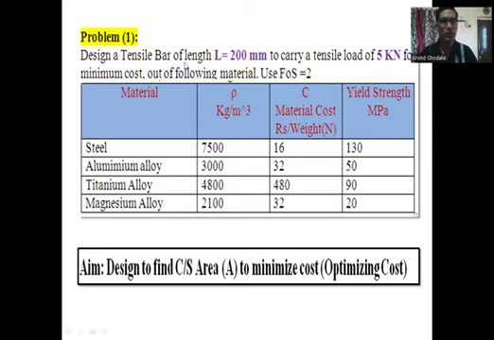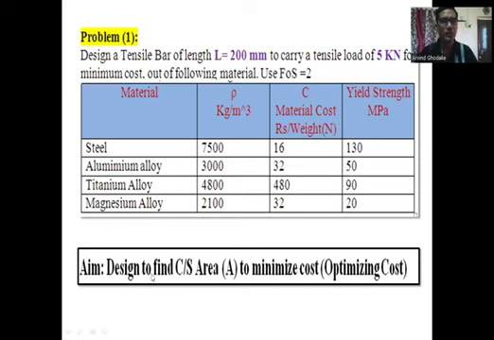Design a tensile bar of length L equal to 200 mm to carry a load of 5 kilonewton for minimum cost out of the following material. Use factor of safety equal to 2. So the materials are given: steel, aluminum alloy, titanium alloy, magnesium alloy with the density, then material cost and yield strength in megapascal. So this is the problem statement.